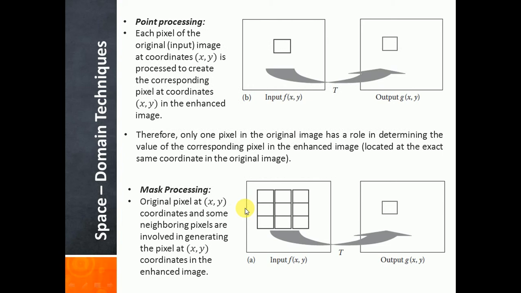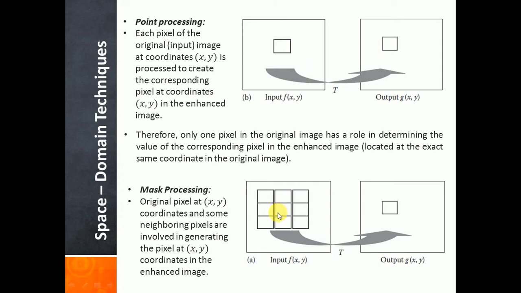So, point processing in an image is, if you have the original image and the output image, the pixel which you want to transform, only that pixel is responsible for its equivalent in the output. This is point processing. The same point is responsible for the same point.